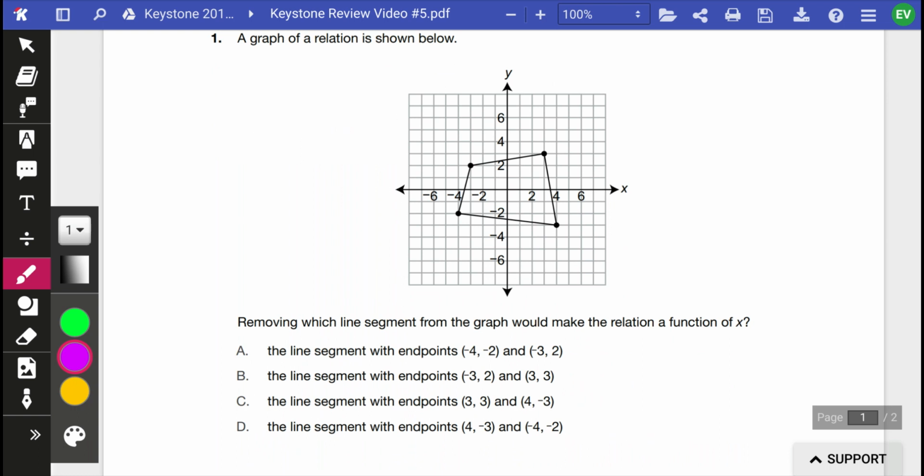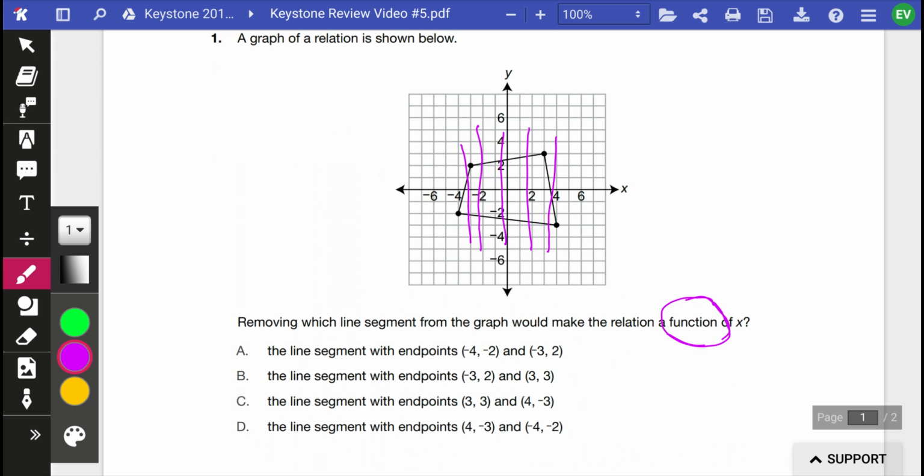The key here is to decide what a function is. So if you remember, the definition of a function is that for each x value, you only have one y value. One of the ways we can test for a function is with the vertical line test. So remember, we're going to draw some vertical lines. If we draw those vertical lines, and I know mine are a little wavy, but you get the point.